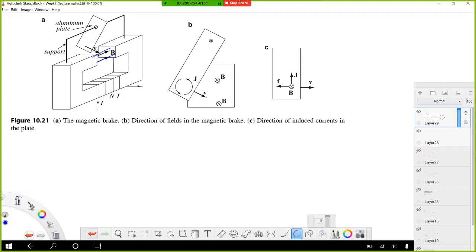Okay, and here we can see the pendulum-like plate. In this case, the aluminum plate. It is hinged on the support so that it can move in these directions. Here is shown the cross section of the situation, and this aluminum plate can move in these directions.